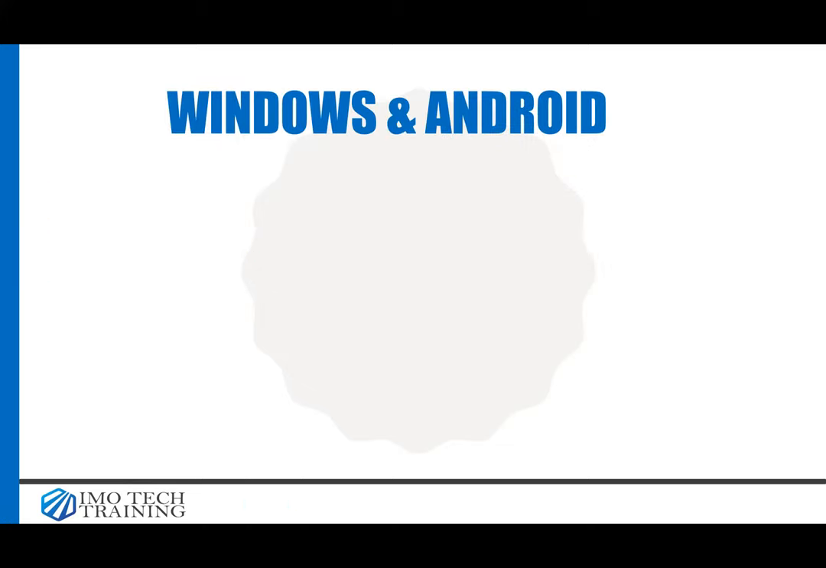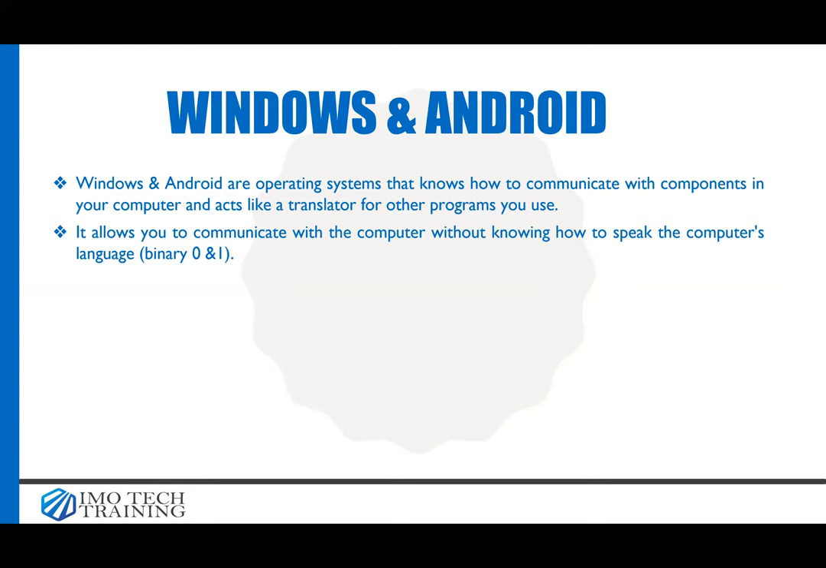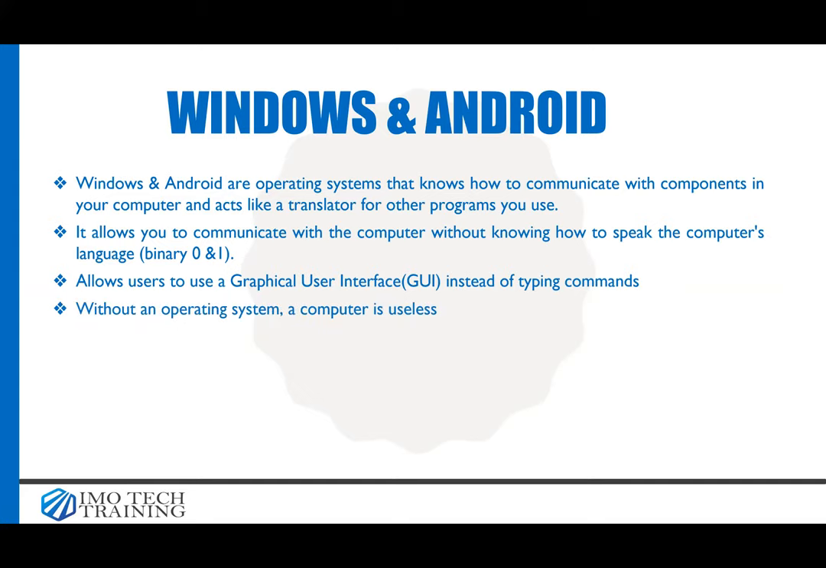So we talked about this. Windows and Android are operating systems that know how to communicate with the components inside of your computer, and they allow you to communicate with the computer without knowing how to speak computer language, which is zeros and ones. I'm just repeating what we just went through in that screenshot. A GUI is a graphical user interface. You hear this a lot in the IT world. Without an operating system, again, useless.